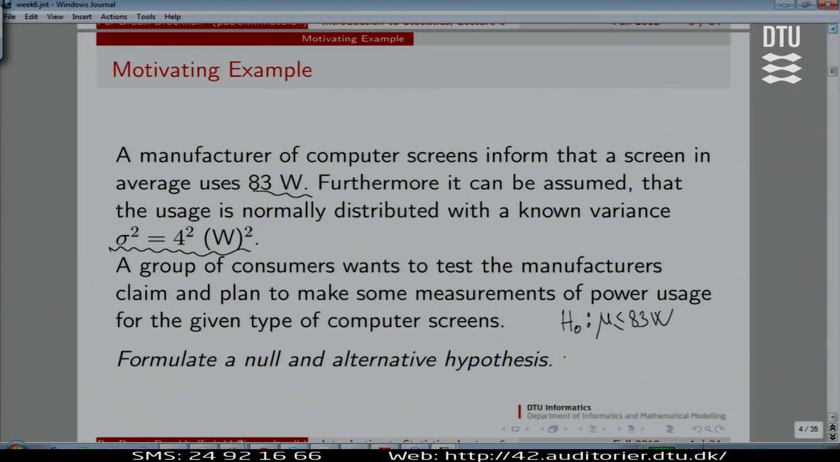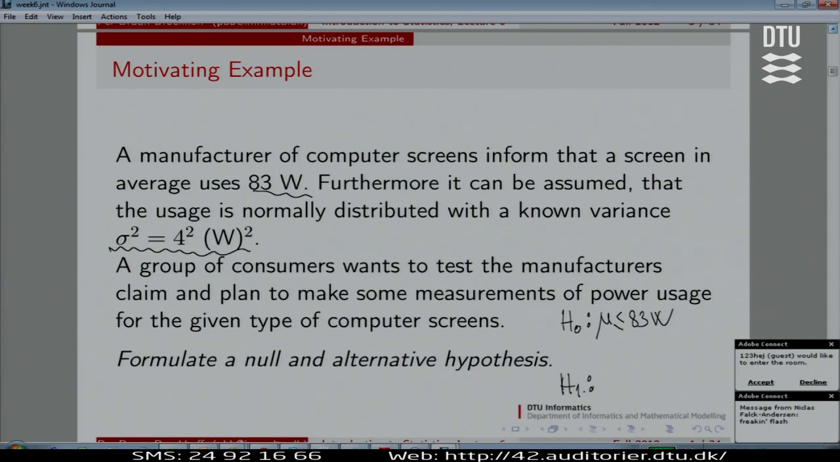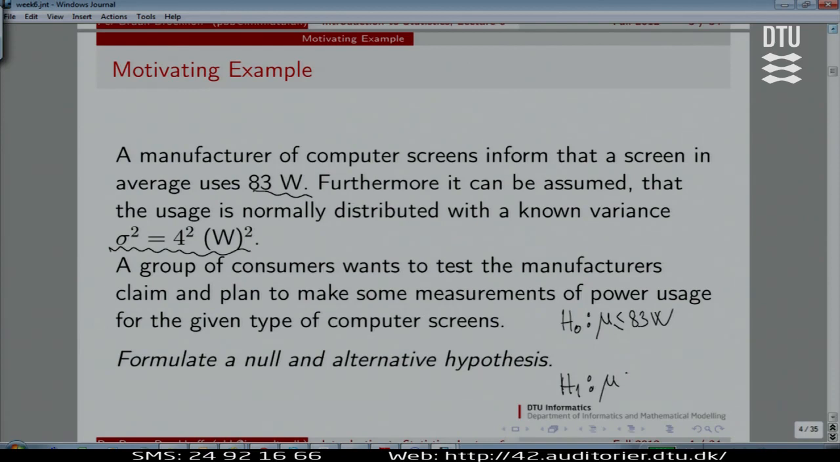Actually, the alternative, that's the other terminology, the alternative is what the consumers would like to maybe prove. The reason why they might spend energy on checking is because they have a suspicion that something is wrong here, so they would like to prove the alternative hypothesis that the true watt use is actually above 83 watts.